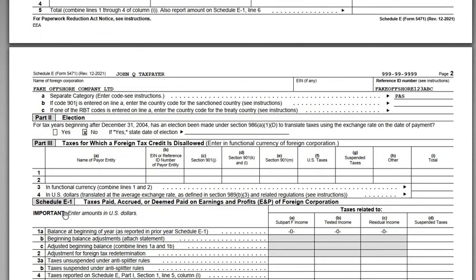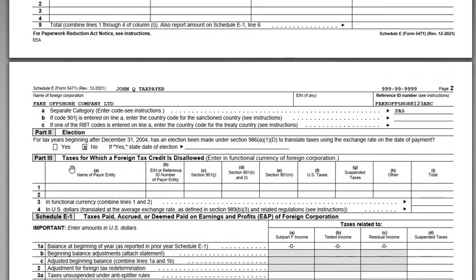Now, Part 3 here. Part 3, Schedule E1, we'll talk about in the next video, but Part 3 covers taxes for which a foreign tax credit is being disallowed, okay? Now, what do we mean by that? Well, there are certain types of foreign taxes paid that for public policy reasons or some other provision of the code, you're actually not allowed to take a tax credit for these payments.